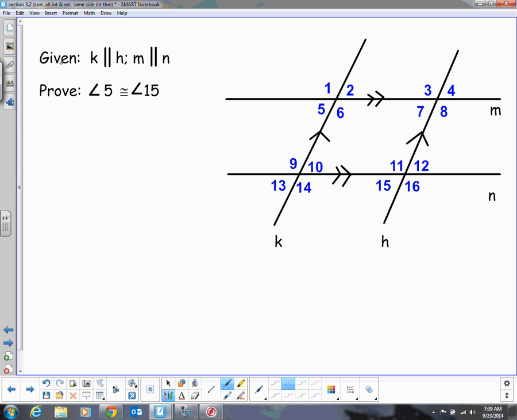It's going to say given K parallel to H, and M parallel to N. So now we have M Street, and we have N Street, and we have K Street, and we have H Street.